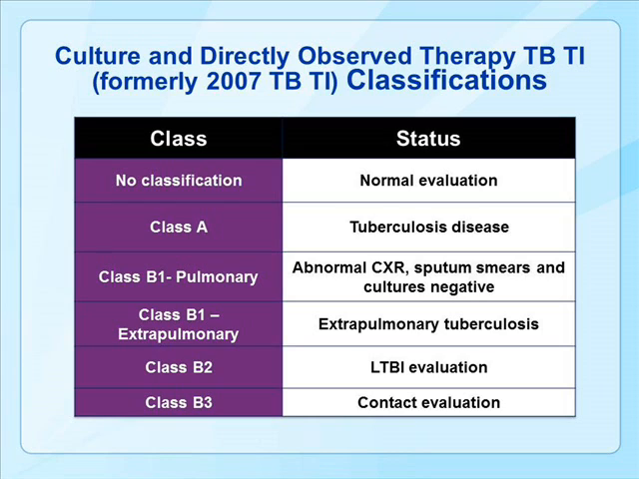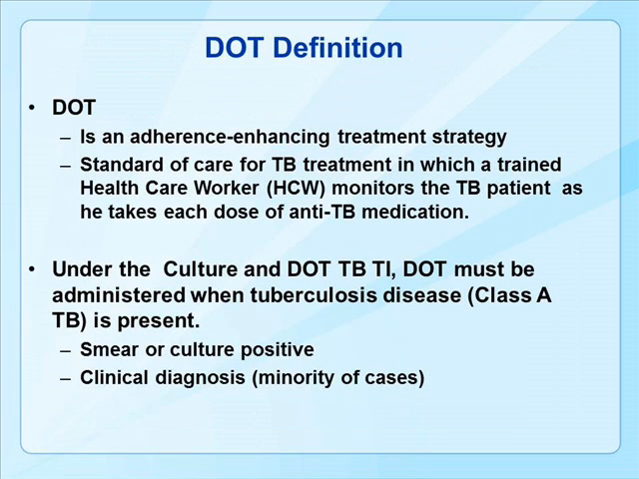And then the last thing is class B3 refers to those who are contacts to infectious TB cases, and these people, perhaps family members, would then be flagged as class B3 and would need to be followed up also upon arrival. And another big part of the new 2007 TB technical instructions is the requirement for directly observed therapy, which did not exist in the 1991 technical instructions.